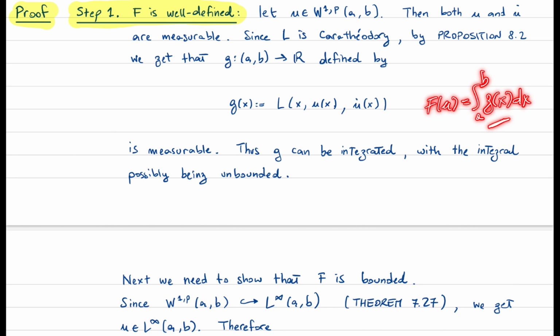And it makes sense to compute the Lebesgue integral, but of course, a priori, the integral could be even plus infinity or minus infinity. But it doesn't matter, we still say that the function is integrable, right? So as long as the function is measurable, you can actually try and compute an integral. It doesn't matter if the value is plus infinity or minus infinity. Okay, so therefore g can be integrated with the integral possibly being unbounded.